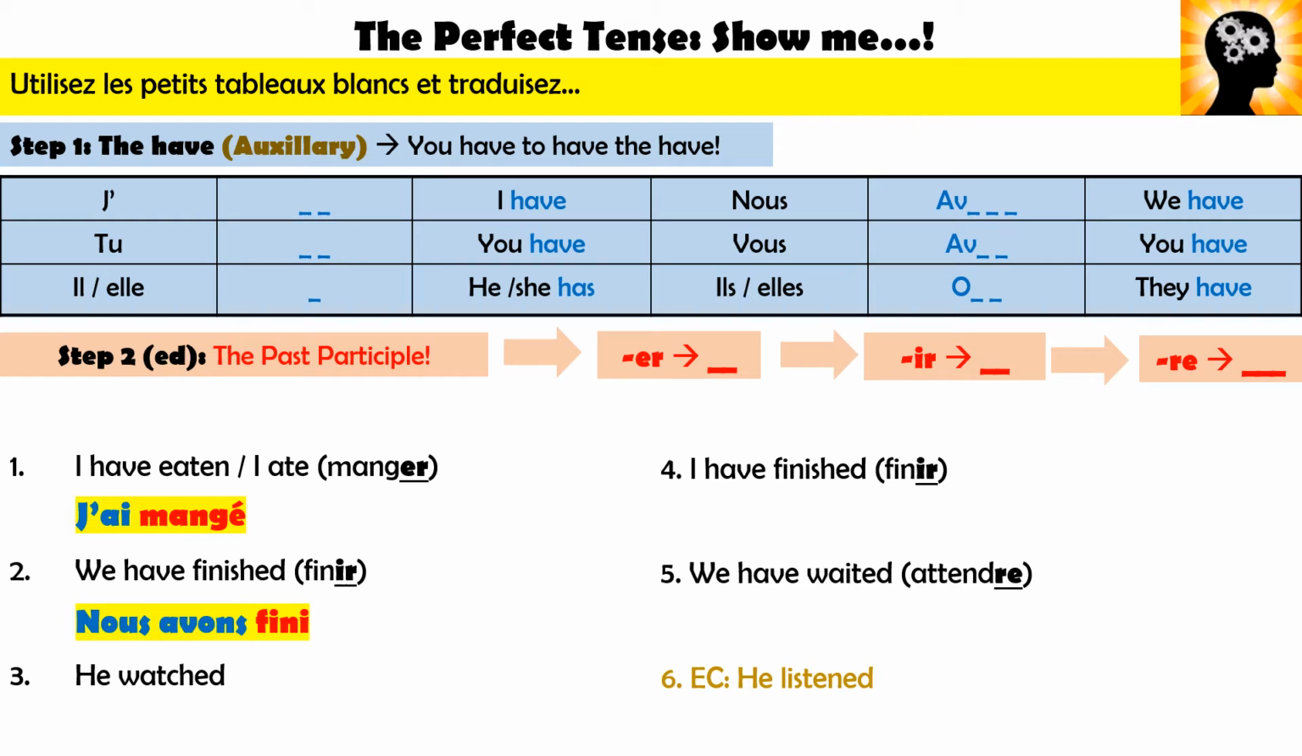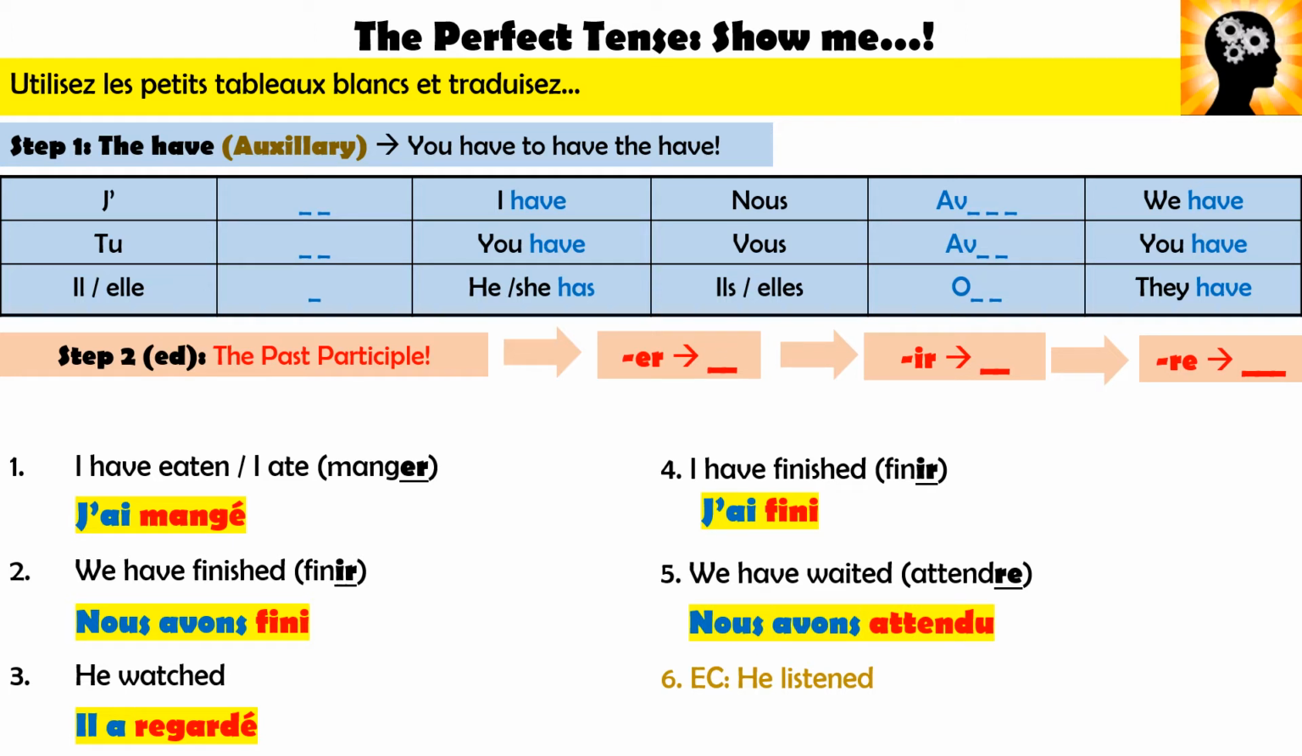It's an -er verb. We have to have the have. So il a, -er changes to an é with an accent: il a regardé. Simple. I have finished. Same thing as number 2. J'ai fini. We have waited. -re verb changes to a u. Don't forget the have. Nous avons attendu. And then he listened. Il a écouté.